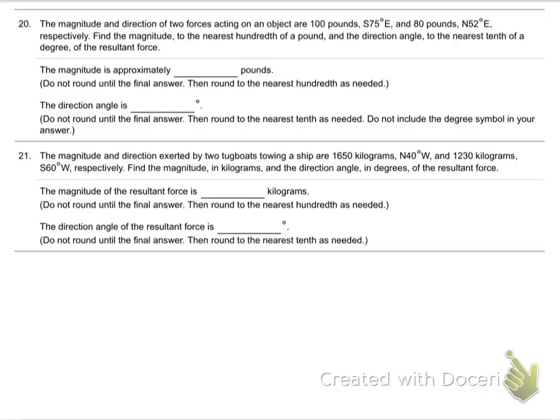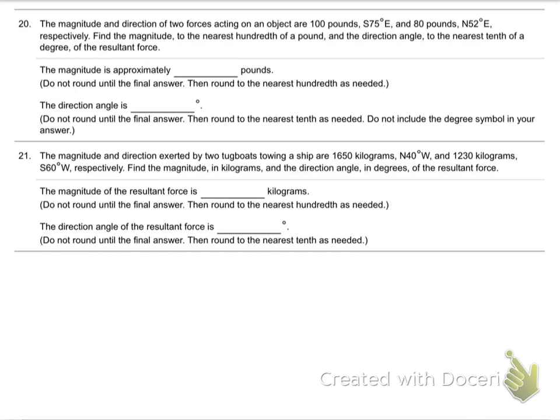All right. The other ones are mildly challenging, but 20 is more. Magnitude and direction of two forces acting on an object are 100 pounds south, 75 degrees east, and 80 pounds north, 52 degrees east, respectively. Find the magnitude to the nearest hundredth of a pound and the direction angle to the nearest tenth of a degree of the resultant force. All right, so we're doing a little physics for sure here. And then the next one is the same thing.